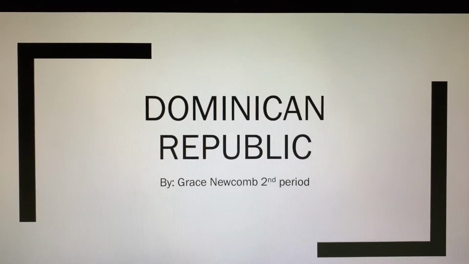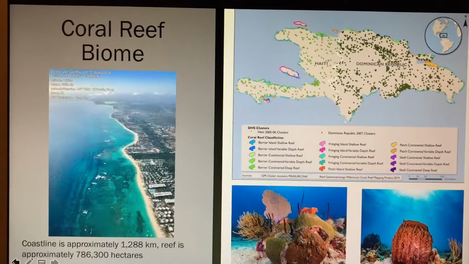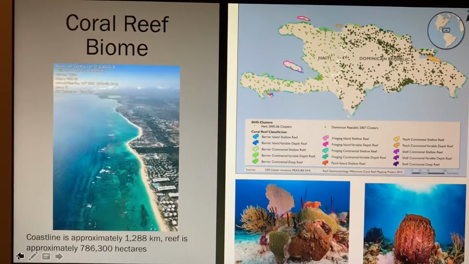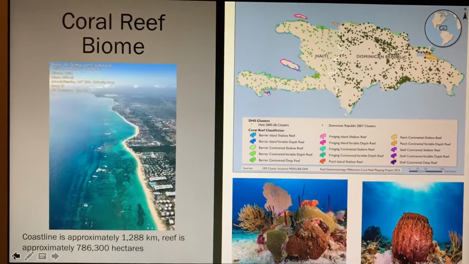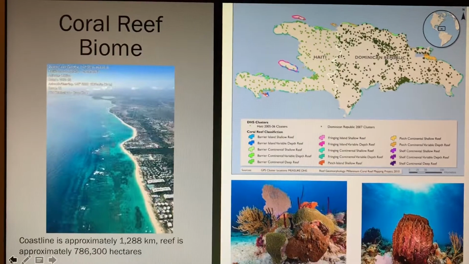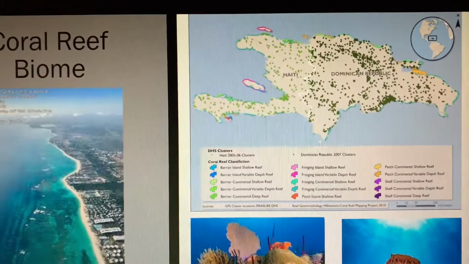My presentation is over the Dominican Republic biomes. I'm Grace Newcomb. My first biome is the coral reef biome. The coastline of the Dominican Republic is approximately 1,288 kilometers. The reef is approximately 786,300 hectares. Here is a map of the Dominican Republic reefs.